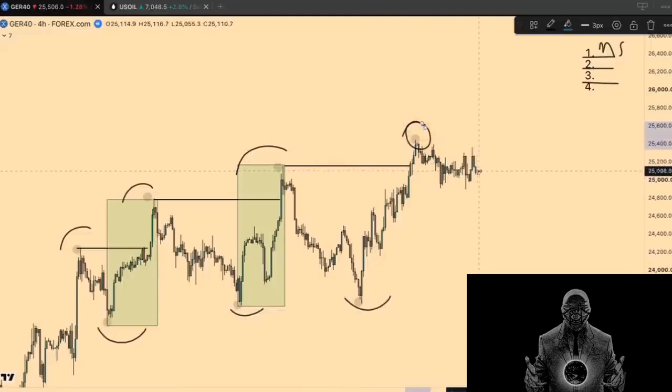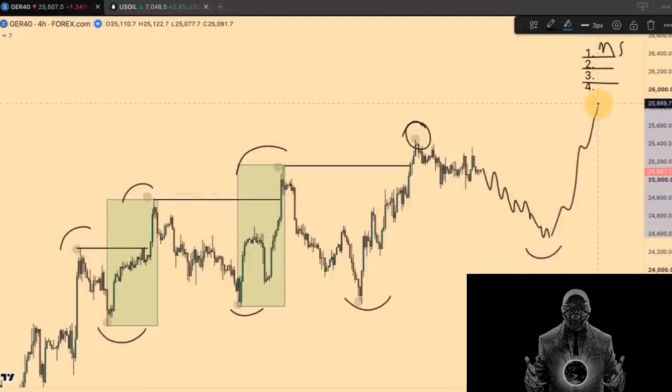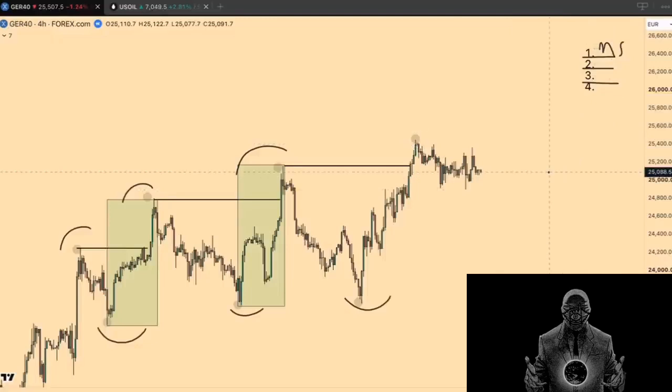So what I'm now waiting for is the market to reaccumulate or to retrace back towards the downside, form a new higher low, and then trade the continuation back up towards a new higher high. And this is what I always do on the 4-hour time frame.